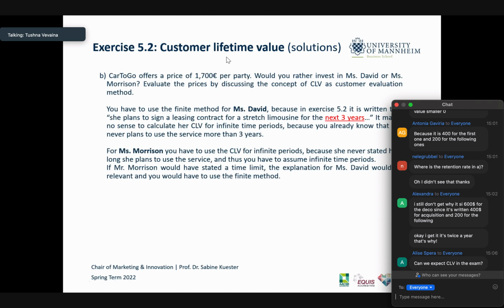Okay, I get it twice. So can we explain CLV in the exam? You can expect anything that we are covering in the tutorials. Maybe you won't get a sum that's as long as this, as per my experience, but you can get any part of it.